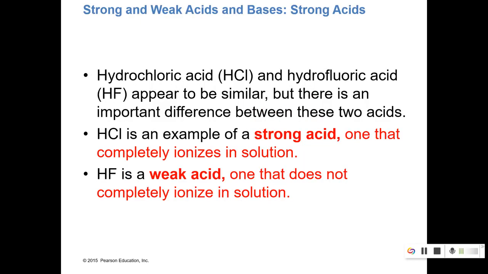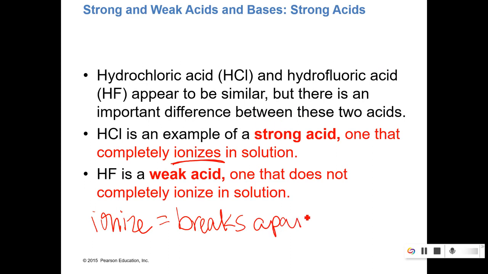All right. Now we're going to talk about strong and weak acids, and then we're going to do strong and weak bases. So a strong acid is one that completely ionizes. Now if you remember, ionize means it breaks apart. So it's one that breaks apart completely. Every time it says ionize, it means breaks apart. So a strong acid breaks completely.